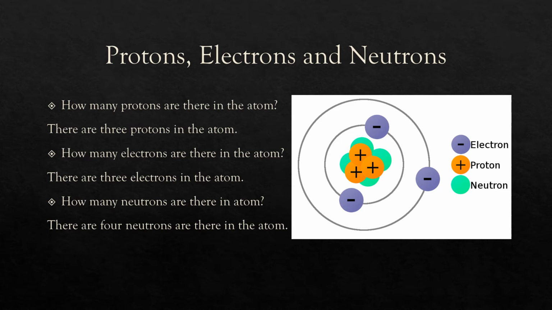So again, how many protons are there in this atom? There are 3 protons in this atom. They are located in the nucleus. The second question is, how many electrons are there in this atom? Take a look at the electrons. So you have 3 electrons outside the nucleus. And the third question is, how many neutrons are there in this atom? There are 4 neutrons in this atom. Let's take a look at the indicator for the neutron.